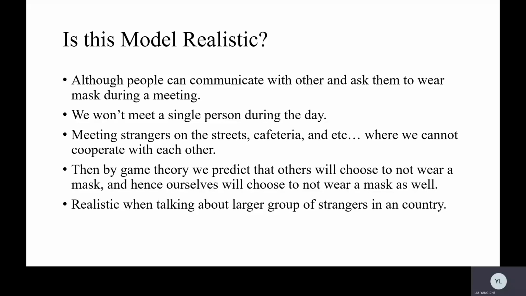So this model is quite realistic when talking about larger groups of strangers in a country, because each player doesn't know each other, so they cannot communicate with each other. So they will both choose not to wear a mask. So in real life, we can see that in some countries, a large group of people, mostly strangers, on the streets or in the cafeteria are not wearing a mask because they cannot communicate with each other. So they cannot discuss which strategy is better for the common good of both players. In this case, the common good is for the society.